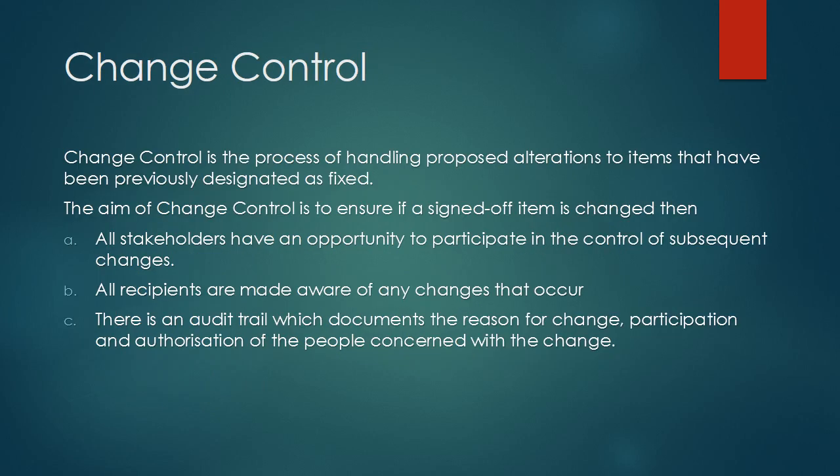As written on the slide, change control is the process of handling proposed alterations to items that have been previously designated as fixed. The aim of change control is to ensure that if a signed off item is changed, then the stakeholder should have an opportunity to participate in the control of subsequent changes. Recipients should be aware of it. There should be an audit trail of the documents and authorization of the people concerned with the change.